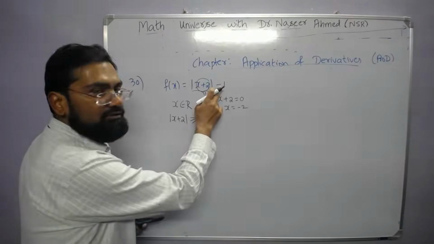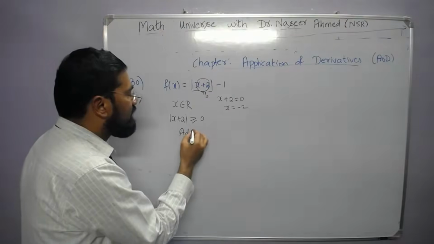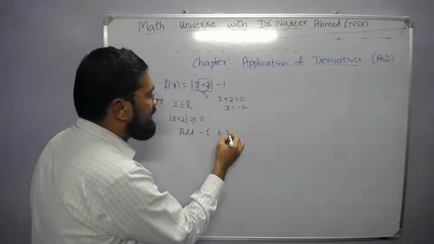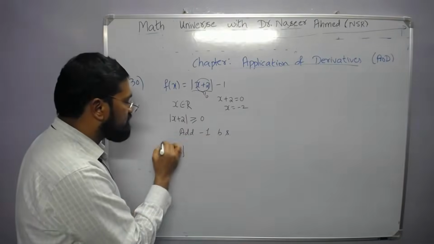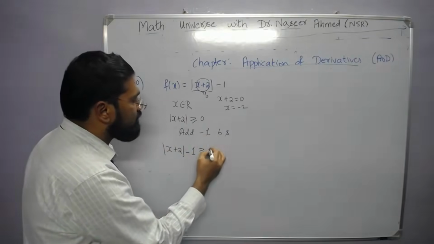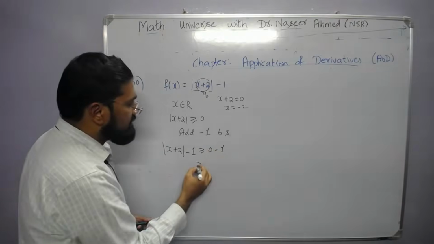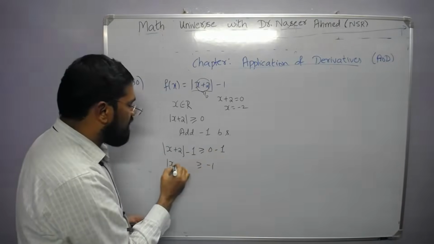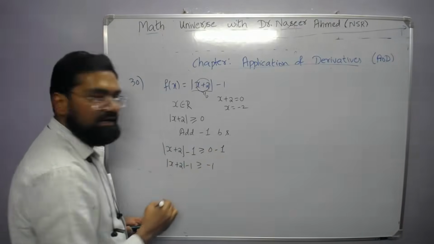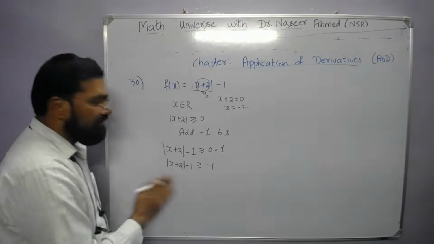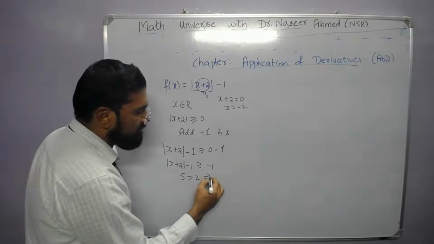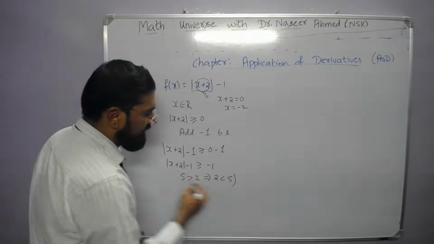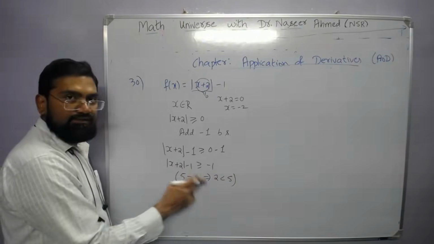Then I want minus 1 also. Okay, add minus 1 both sides. Then I'll get mod of x plus 2 minus 1 is greater than or equal to 0 minus 1, and 0 minus 1 is minus 1. See carefully, there is another way of writing. If I write 5 is more than 2, this also means that 2 is less than 5. So let us rewrite in this manner.